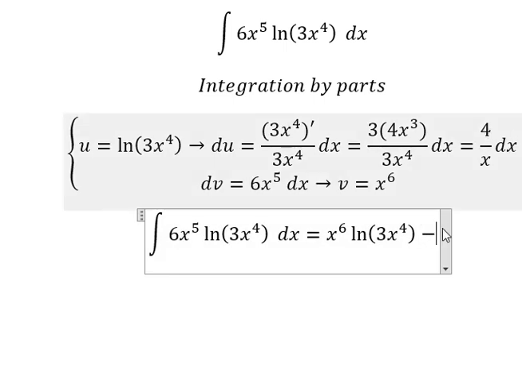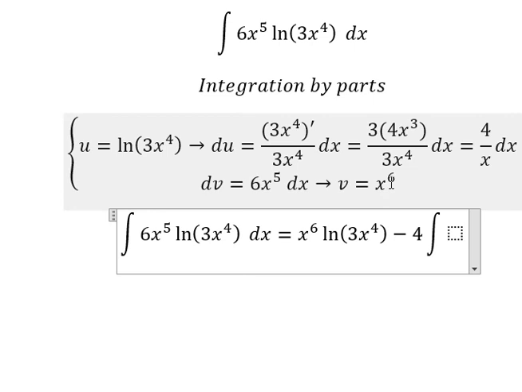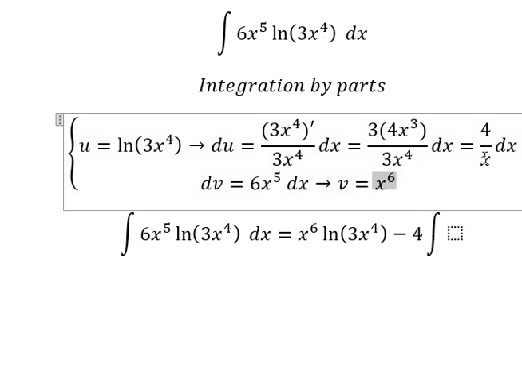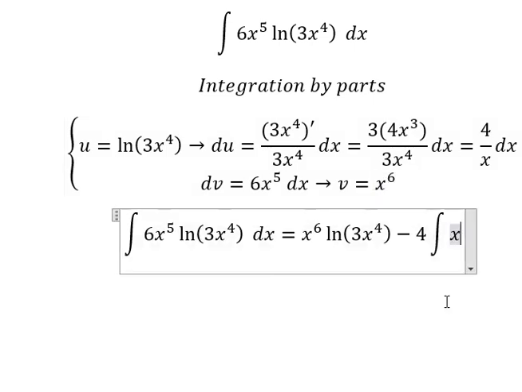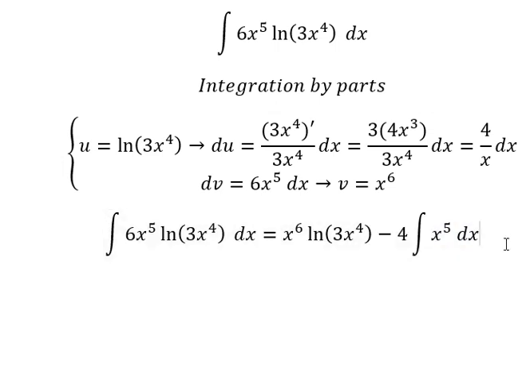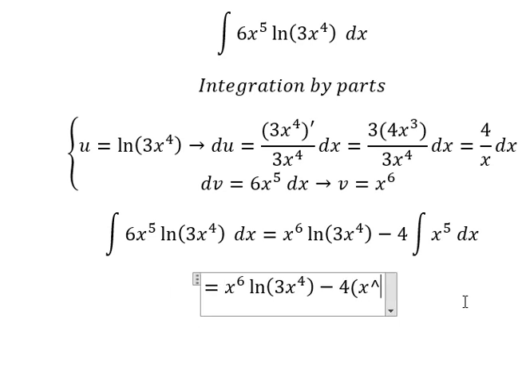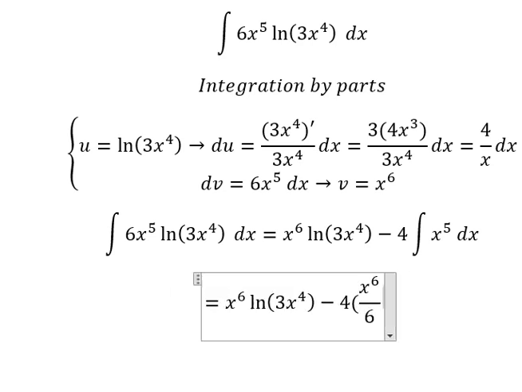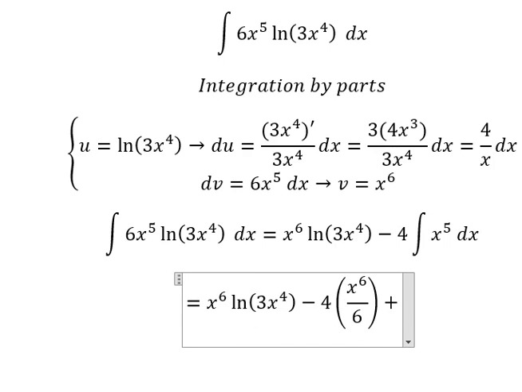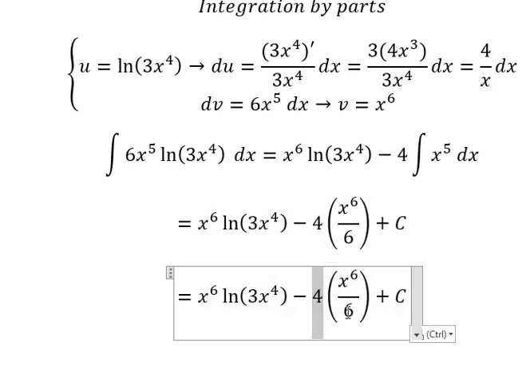So we have number 4 we put in here. And x to the power of 6 divided by x, we have x to the power of 5. The integration of this one, we have x to the power of 6 over 6. And then we put c. 4 over 6, we simplify by number 2.